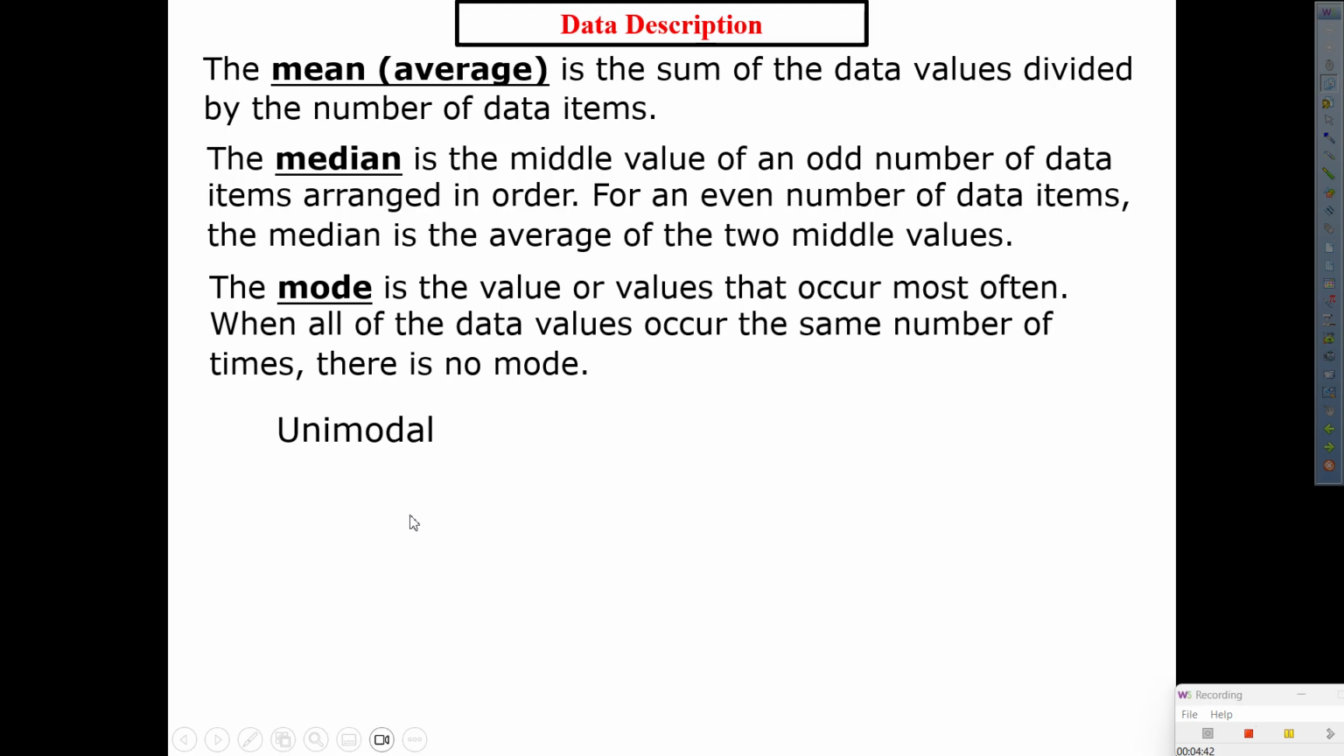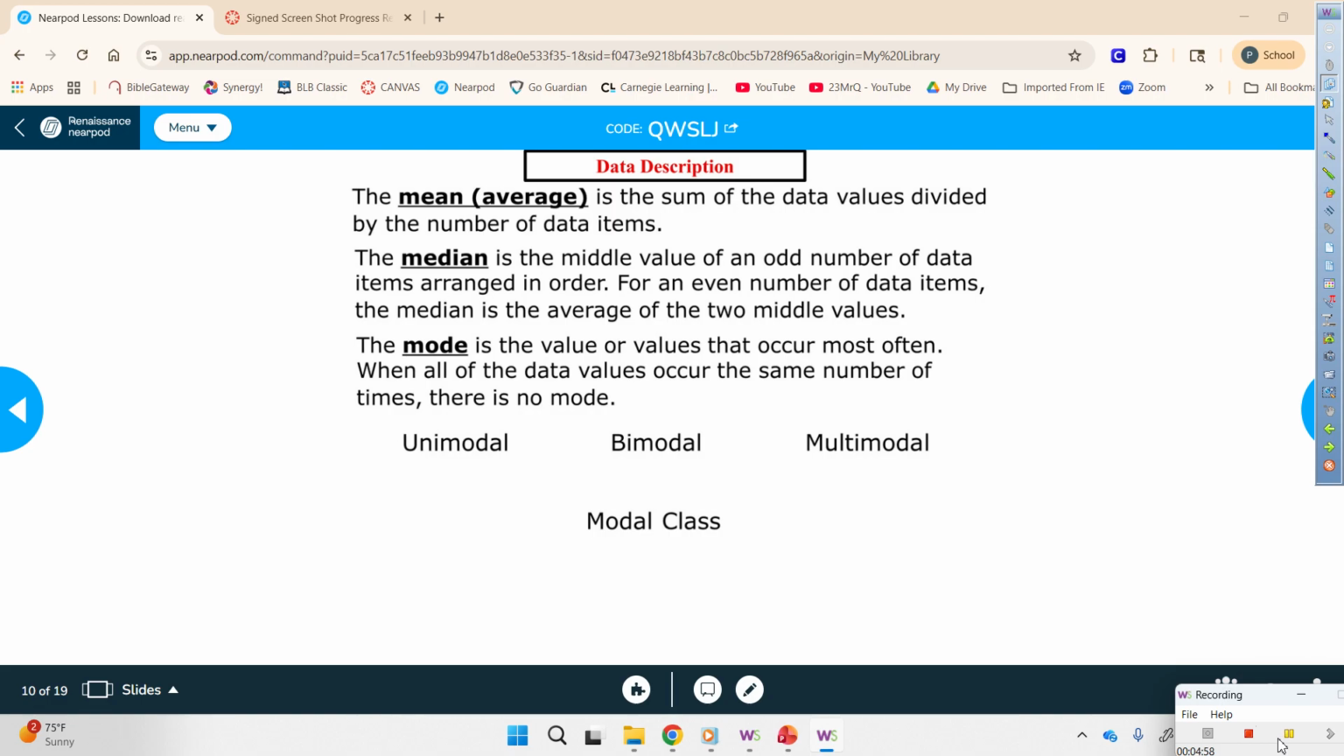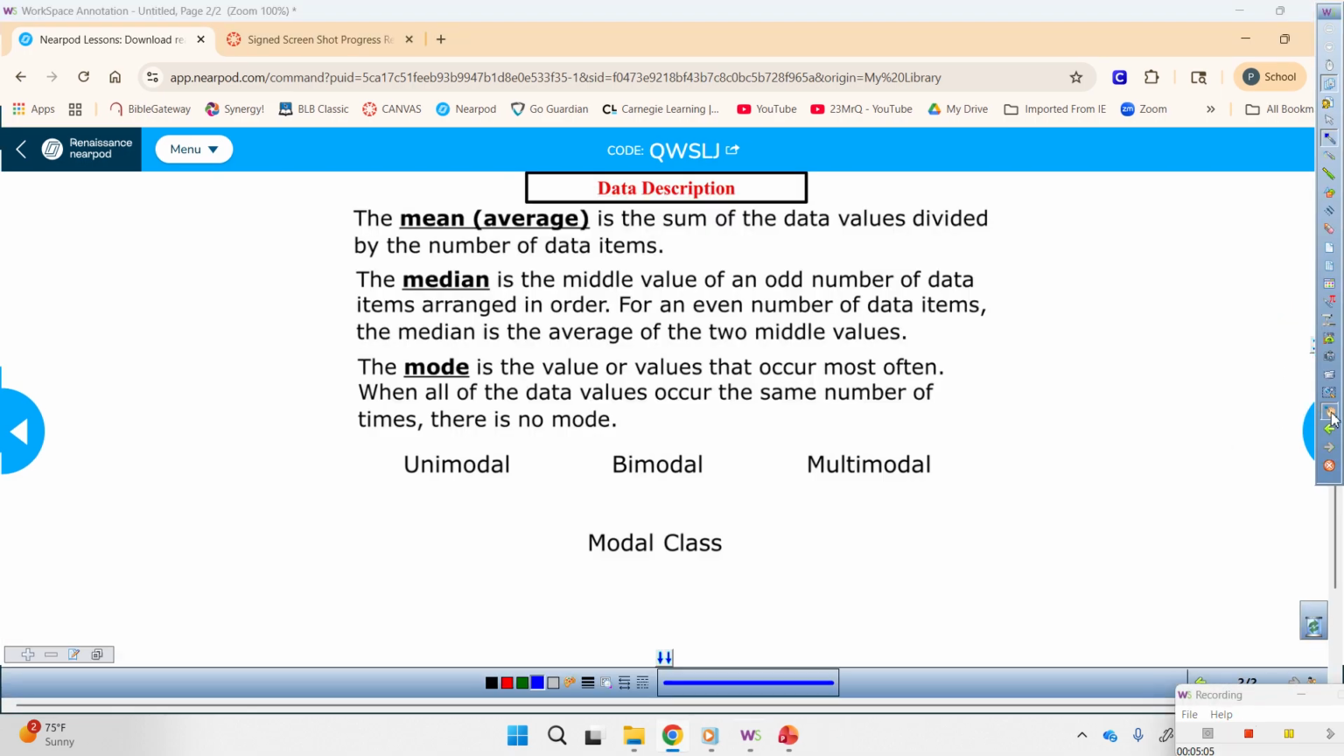Unimodal, bimodal, multimodal, and modal class. Write those down, please. All right, here we go. Got these? Yes? All right, so I'm just going to go over these with examples.